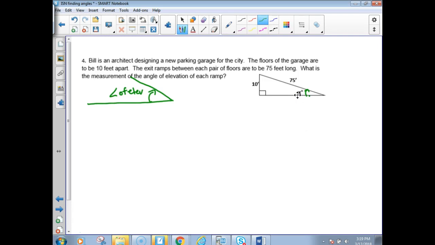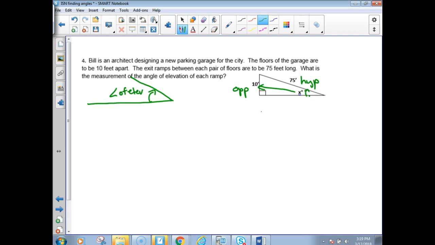Okay, so we're going to find x in relationship to that angle. The 10 is opposite, and the 75 is the hypotenuse. Now, this angle measure should be fairly small because you have to go up the ramp with your car. So it can't be super steep. So what if you made a miscalculation and you got like 50 degrees? Would that be possible? No, so we need to be a little realistic. This angle should be pretty small.